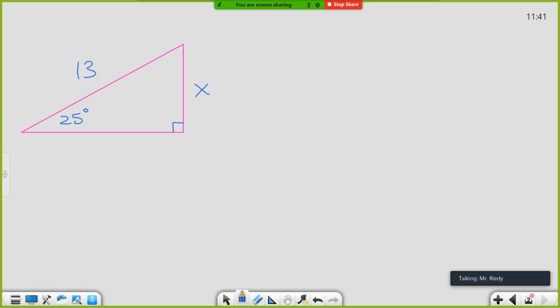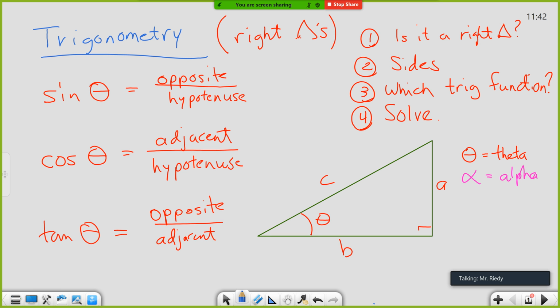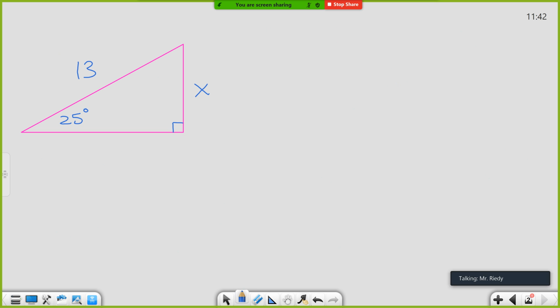I'm going to continue in this lesson to go through the 4 steps. It's going to become tedious after a while, but the more I do it, the more I think it will start to sink in. So question number 1, is it a right triangle? The answer is yes, because it's got the little box down in the corner, and that would be silly not to do it as a right triangle. Number 2, sides. My 2 sides I'm dealing with are the x and the 13. Let's start with the x.